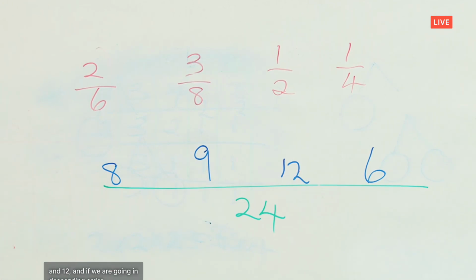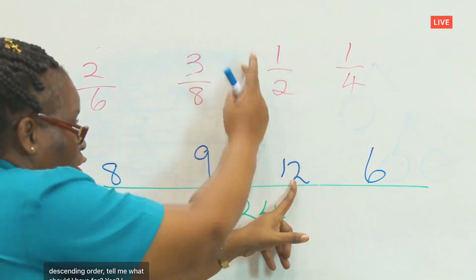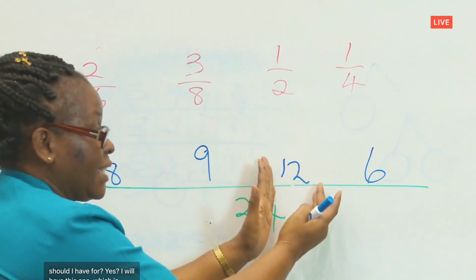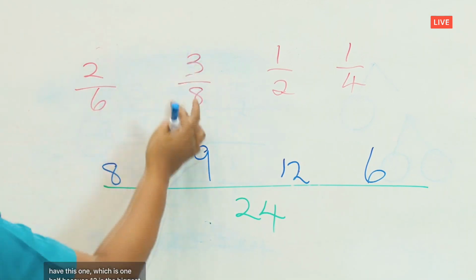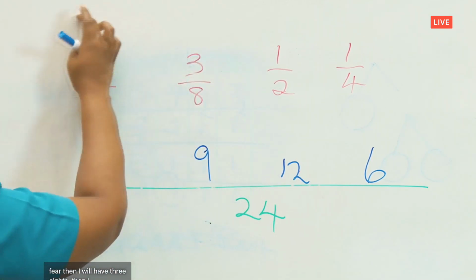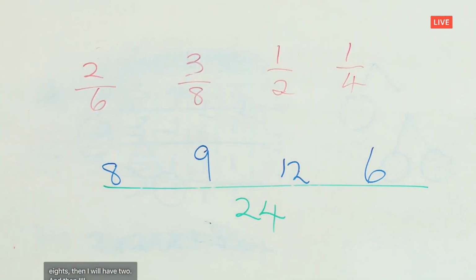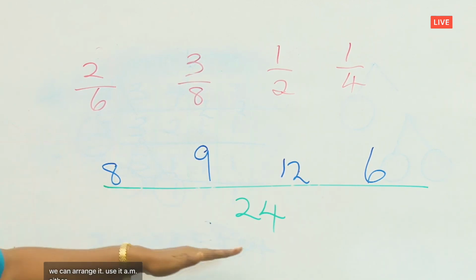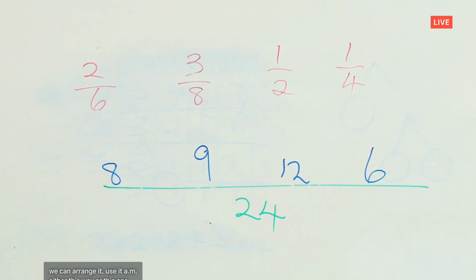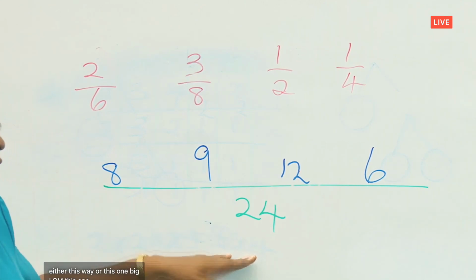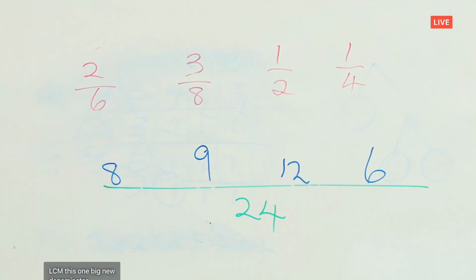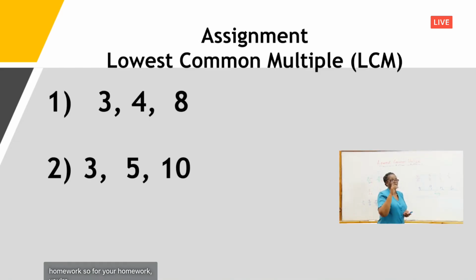So we can arrange them. You notice 6 is the smallest, then 8, then 9, then 12. And if we are going in descending order, tell me what should I have first? Yes, so I will have this one, which is 1/2, because 12 is the biggest here. Then I will have 3/8, then I will have 2/6, and then I will have 1/4. So we can arrange it using LCM either this way or using this one big new denominator, and we'll end up with the same answer.